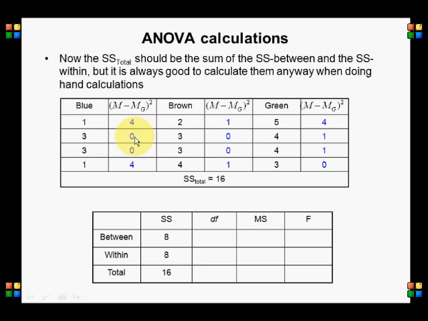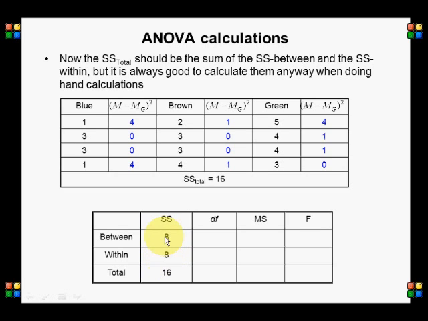3 minus my overall grand mean of 3 is 0. I square that, I get a 0, and so on. I do this basically subtracting 3 from every single number, squaring it, and then ultimately adding them all up. This gives me a sum of squares total of 16, which matches what I had before when I calculated my between and within.